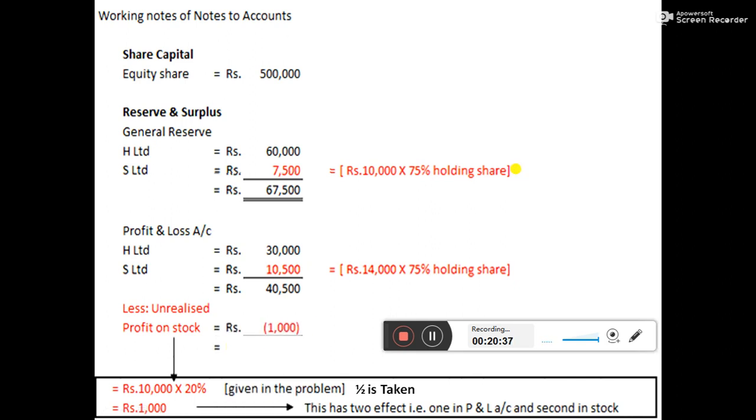After removing the 1,000, 39,500 will be there in the profit and loss account, and this 39,500 will come in notes to accounts, and then it will go to the balance sheet. The second effect of 1,000 will be coming in stock in current assets. So moving on to the next note to accounts, long-term borrowing.